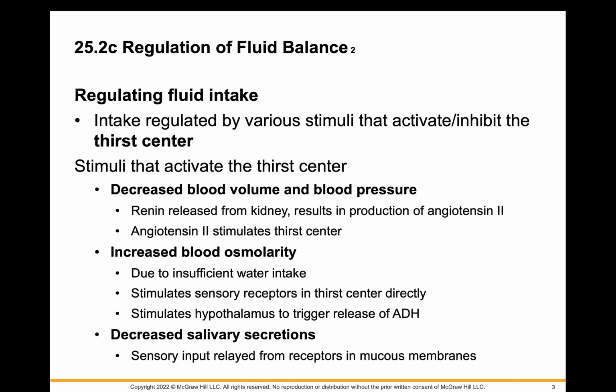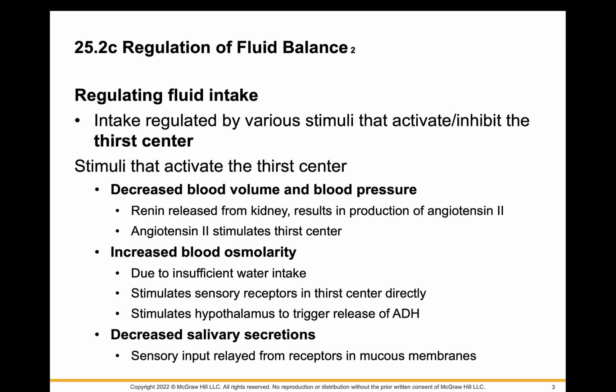Now, when we look at regulating fluid intake, this is going to be due to activation or inhibition of the thirst center, which resides within our hypothalamus. The first thing that we're going to look at are those things that actually will stimulate the thirst center and cause us to drink or consume more fluids. The first will be decreased blood volume and blood pressure. In this situation, renin will be released from the kidneys. This will result in the production of angiotensin II.